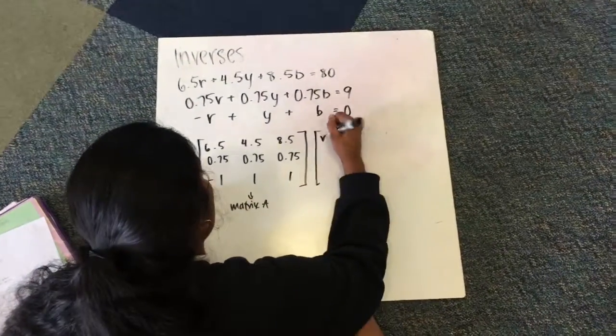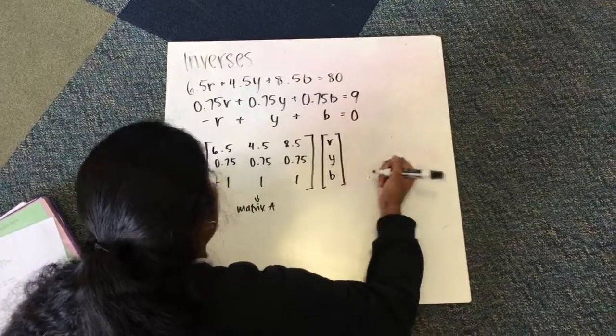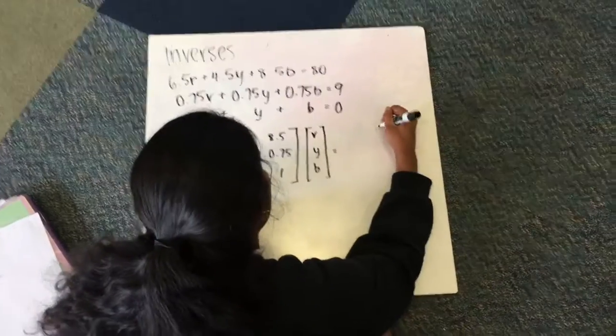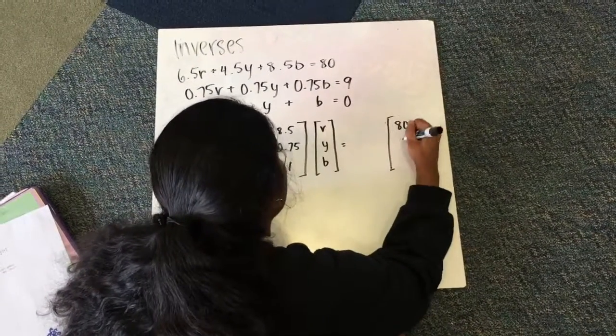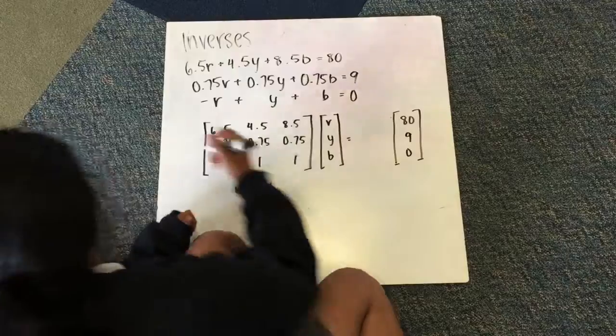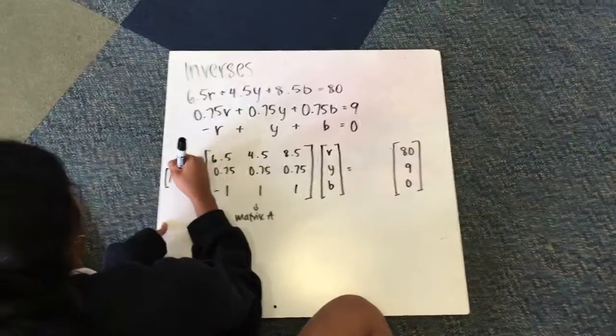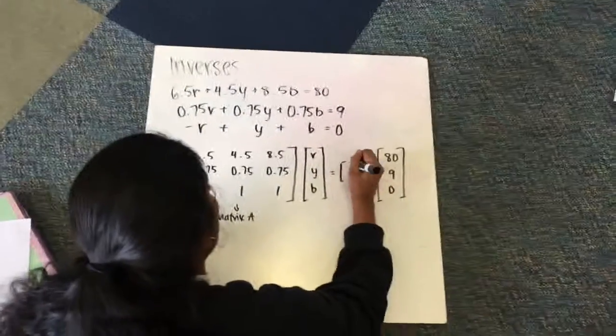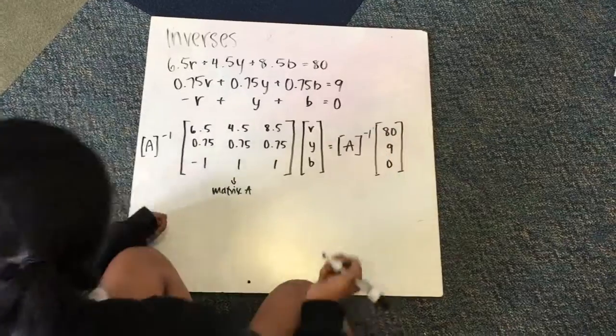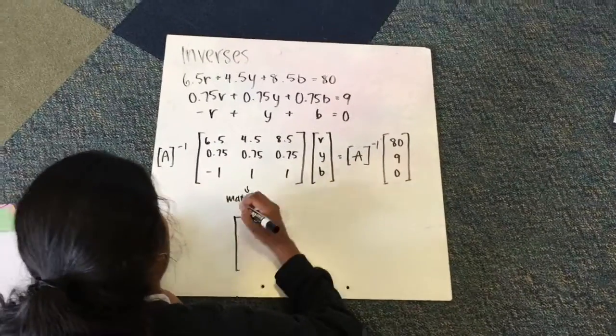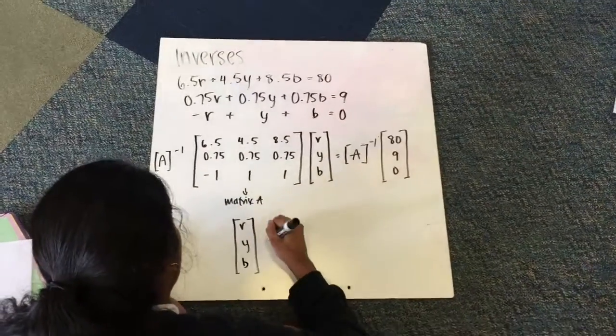Next, we're going to set up the problem by multiplying matrix A by the blank variable matrix r, y, and b, and that will be equal to the answer matrix. Next, we will use our calculator to find the inverse of matrix A and multiply both sides of the equation by the inverse on the left-hand side. Lastly, we will use our calculator to solve for the variable matrix.